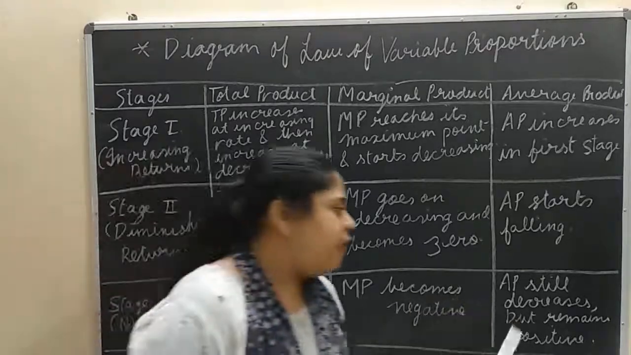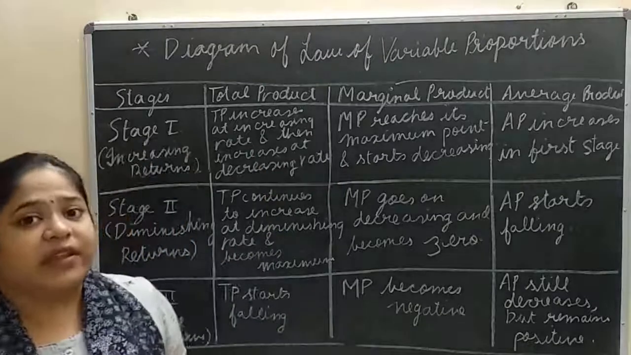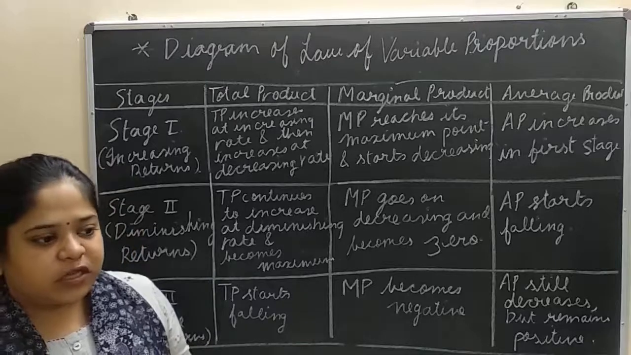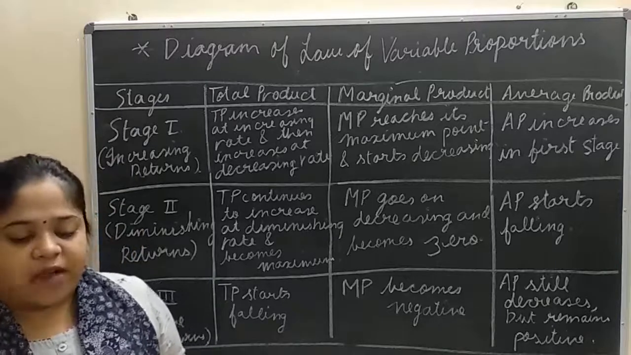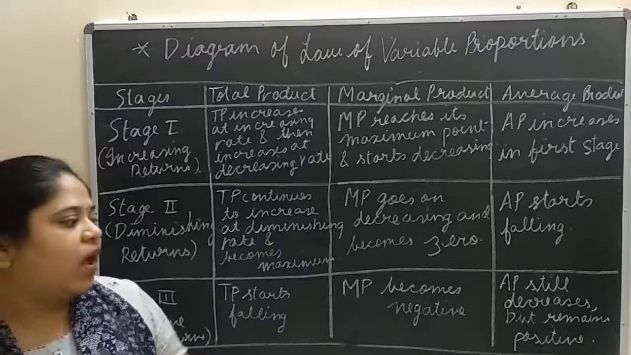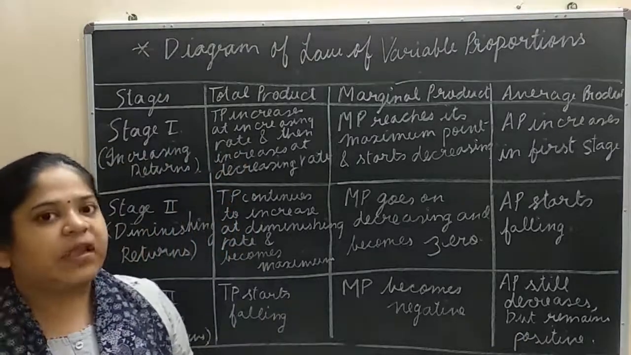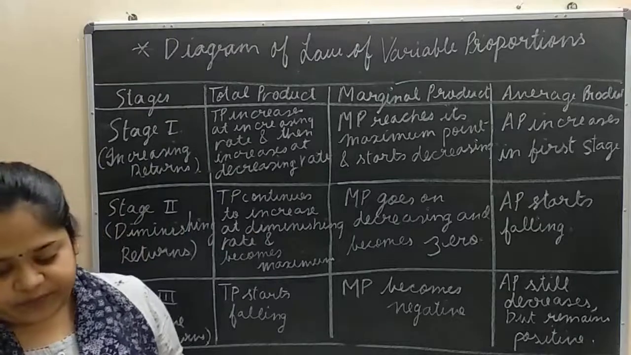And if we talk about average product, it will still decrease but it will never become 0 or negative. Average product curve will continue to decrease. Average product curve कम होते रहेगा but it will still remain positive. Average product will never become 0 or negative.